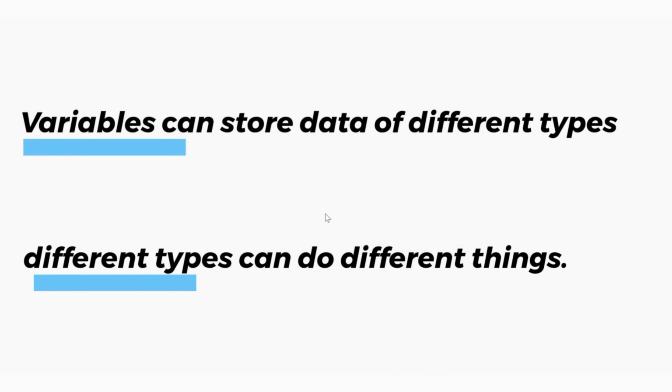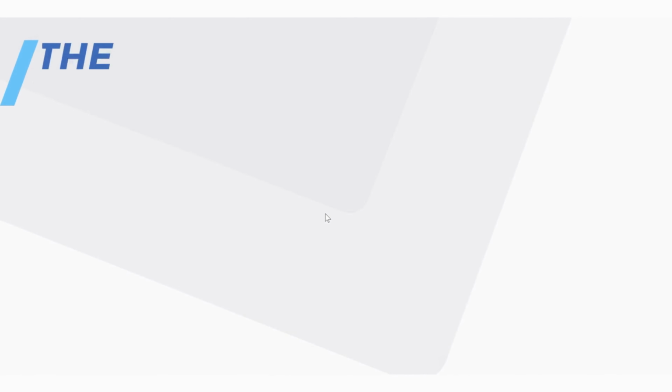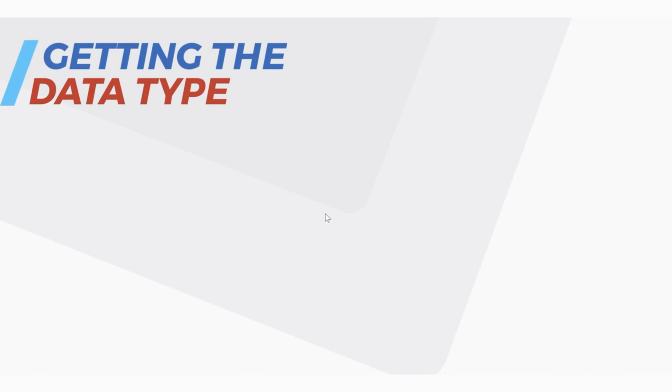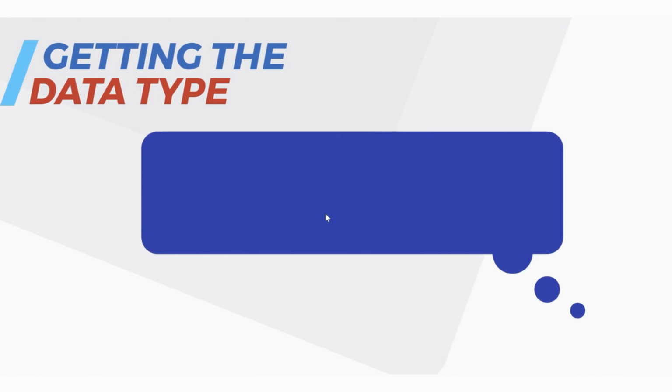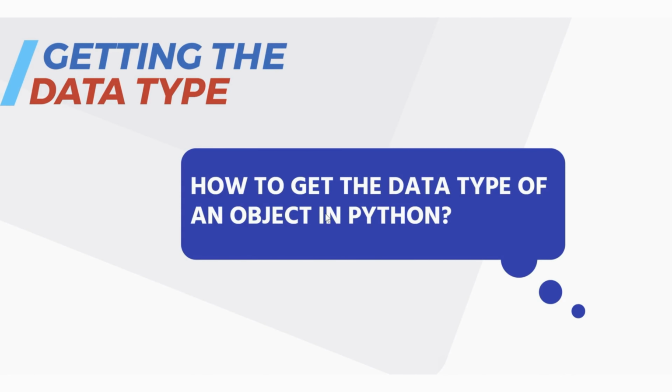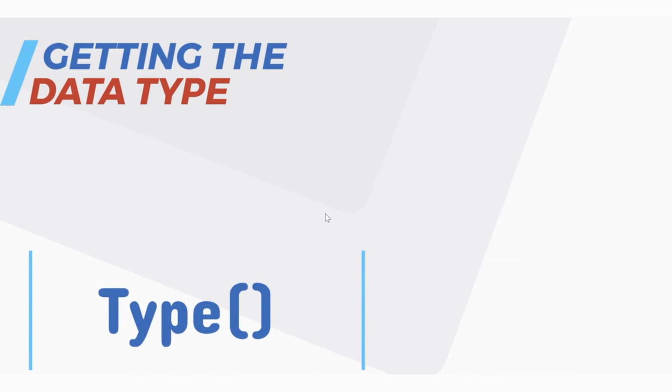Now let's discuss how to get the data type of a variable in Python. In this explanation, we will explore how to get the data type of an object in Python using the type function and how it can help you identify the data type of variables in your code. Whether you are a beginner or an experienced developer, understanding the type function will undoubtedly prove beneficial in your programming journey.